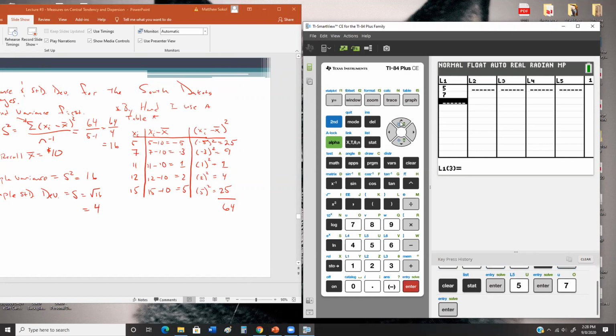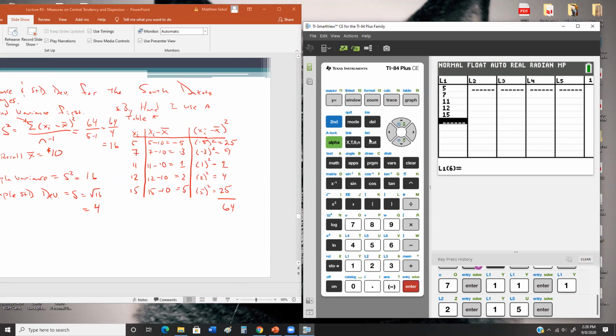Now this is important. If you wanna clear out previous data, you go to the top, L1, and do not hit delete, okay? You hit the clear button right here, clear, and then enter, and it will clear the data. So you scroll to the top, hit clear, then enter. So now you just go 5, enter, 7, 11, 12, and then 15, okay? So now you should have your data plugged in there.